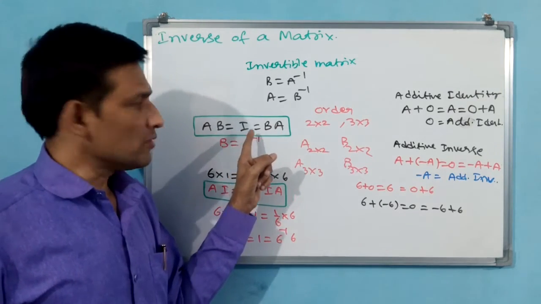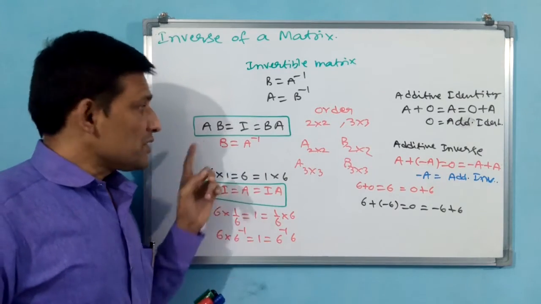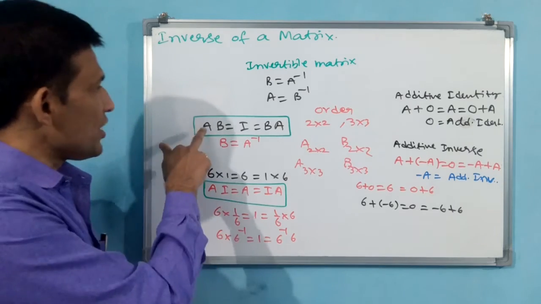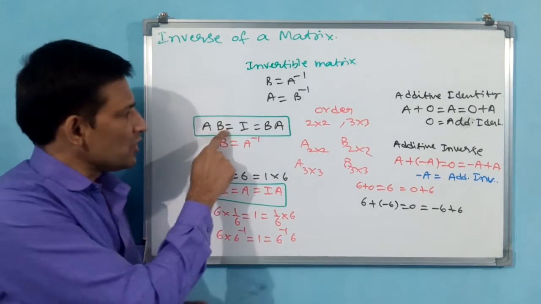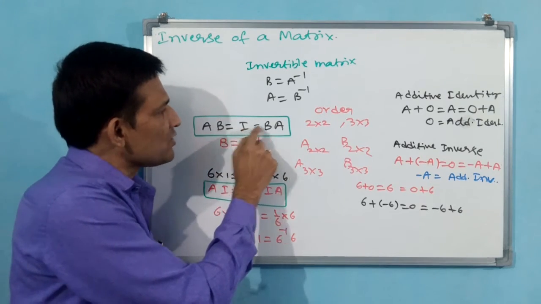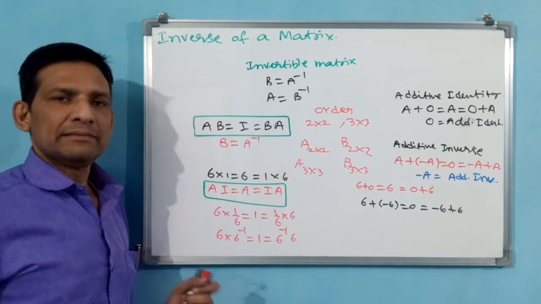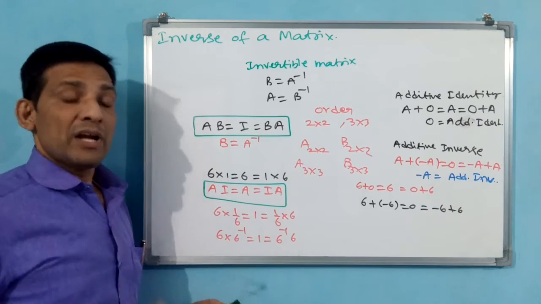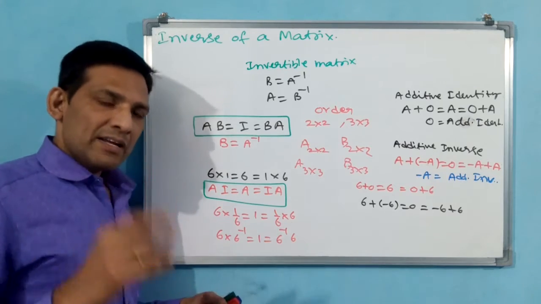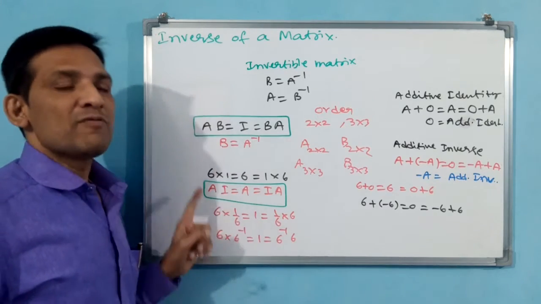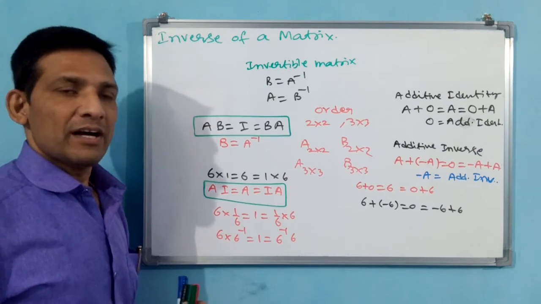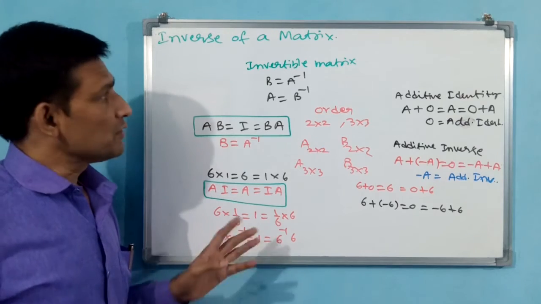AB is equal to I has to come, or BA. If AB is equal to I, then automatically BA also comes I. That means we can say AB is equal to BA also. Why? Because the equal to symbol is there. AB is equal to I is equal to BA, means AB equals BA. Normally AB is not equal to BA. In certain conditions AB equals BA. What are those conditions? B should be the inverse of A. Then AB is equal to BA will come. This is the concept behind this.